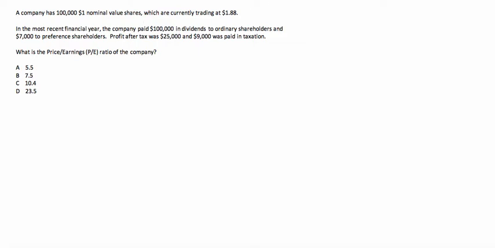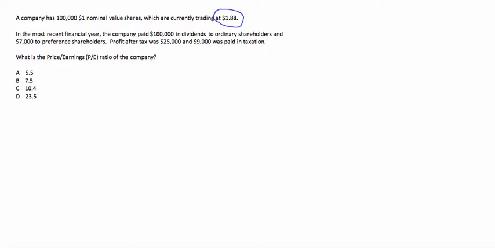This question says, a company has 100,000 $1 nominal value shares which are currently trading at $1.88. In the most recent financial year, the company paid dividends of $100,000 to ordinary shareholders, $7,000 to preference shareholders, and the profit after tax was $25,000 and $9,000 was actually paid in tax. The question then asks you to calculate the price earnings ratio.